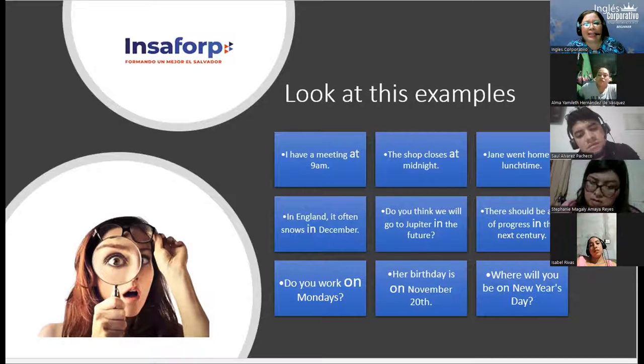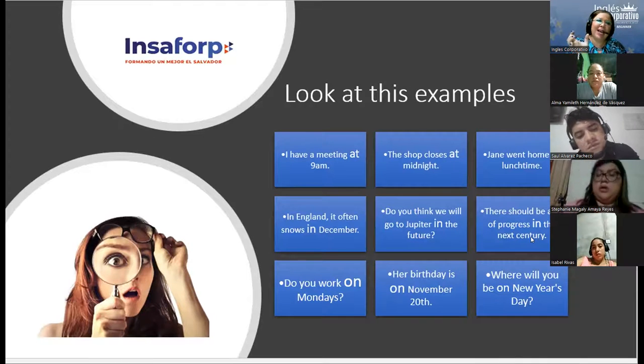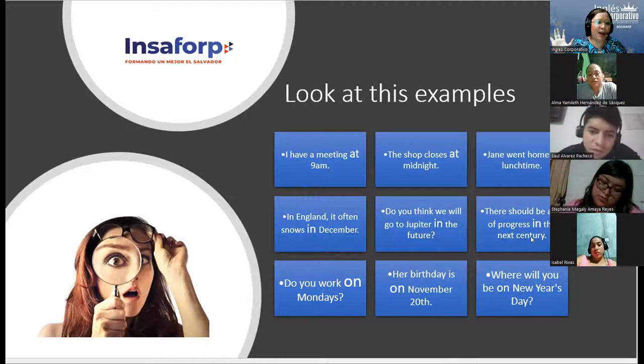There should be a lot of progress in the next century. Okay, in the next century. This is a time that we are awaiting for. It's going to come. Even if we are not here, the next century is going to come. Okay, so we are going to say in, this next century is an elaborated phrase.